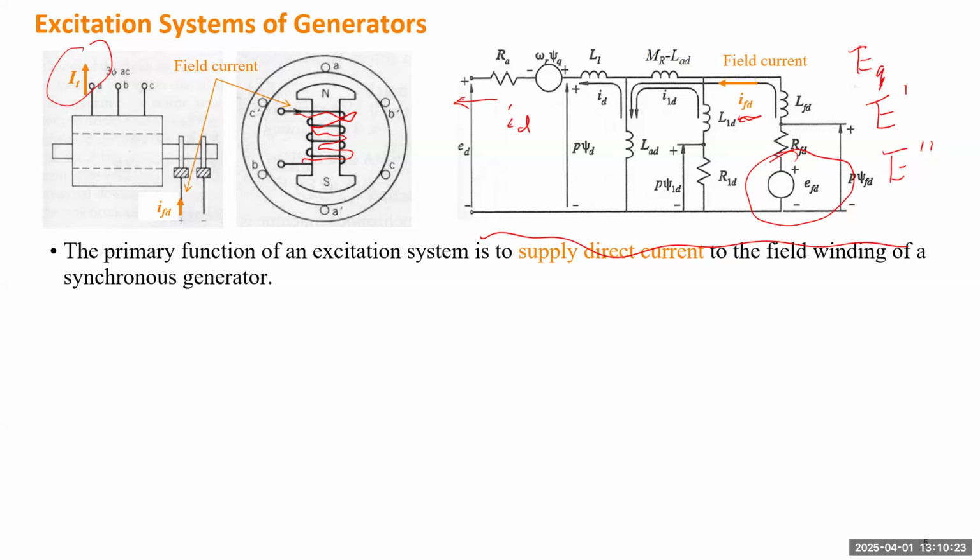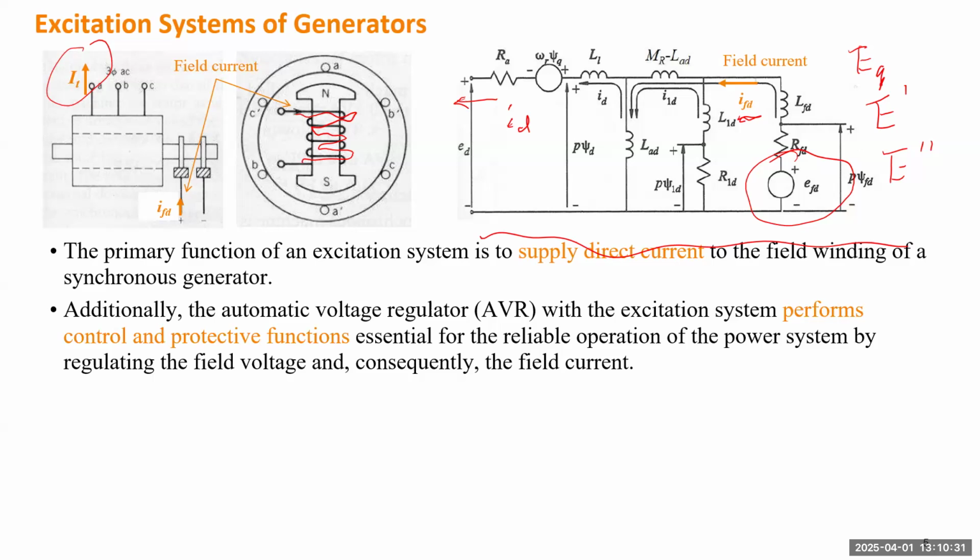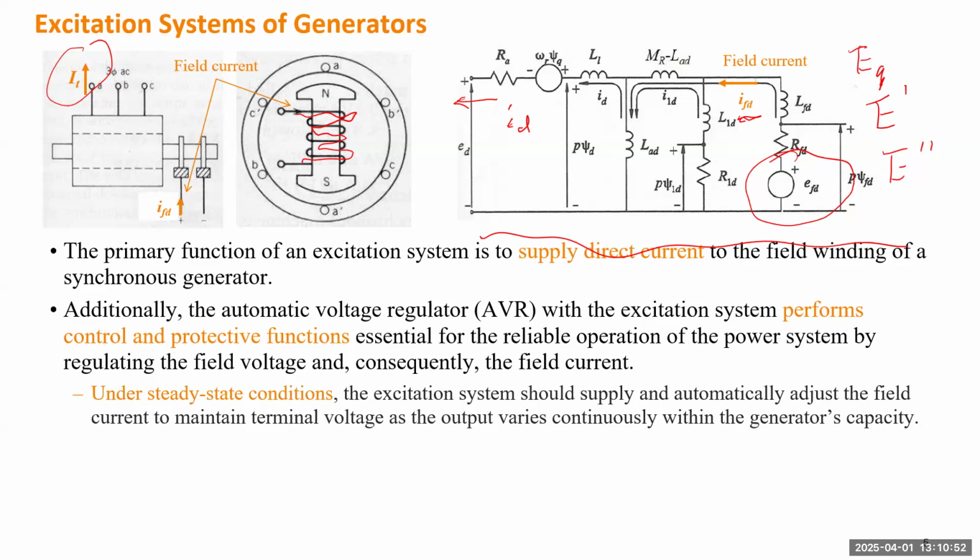The primary function of the excitation system is to provide a direct current to the field winding of the synchronous generator. Additionally, the automatic voltage regulator, or AVR, with the excitation system performs control and protective functions essential for the reliable operation of a power system by regulating the field voltage and consequently the field current. Under steady state condition, the system should supply and automatically adjust the field current to maintain terminal voltage as the output varies continuously within the generator capacity.